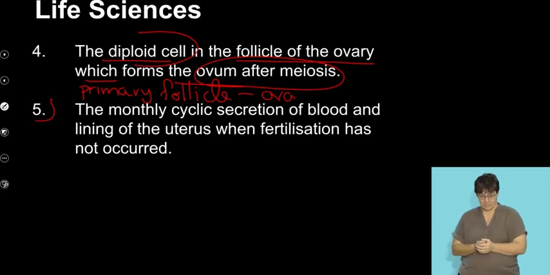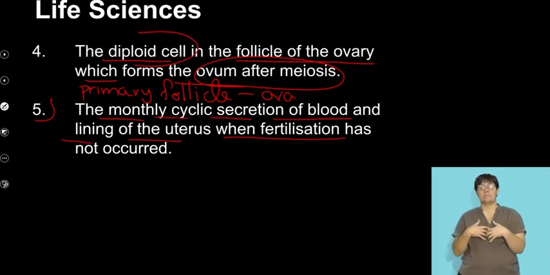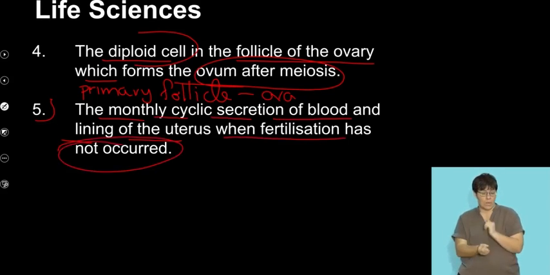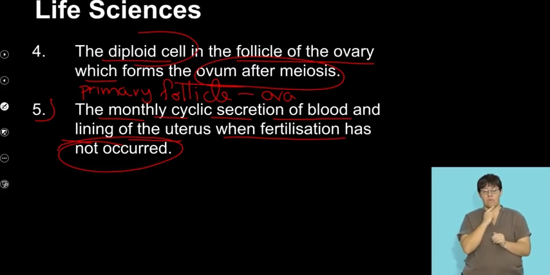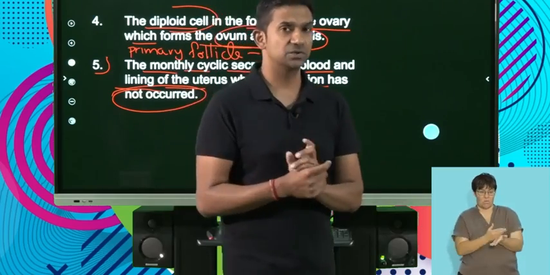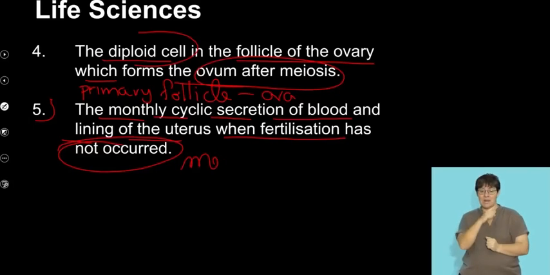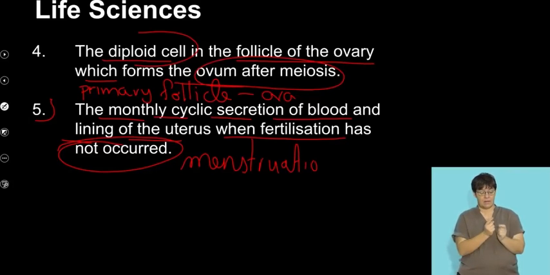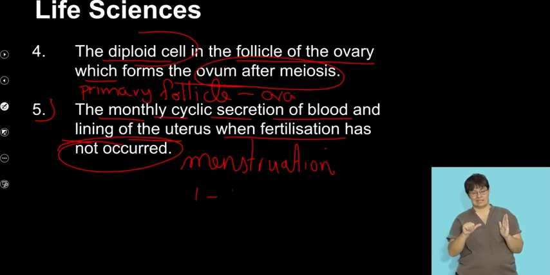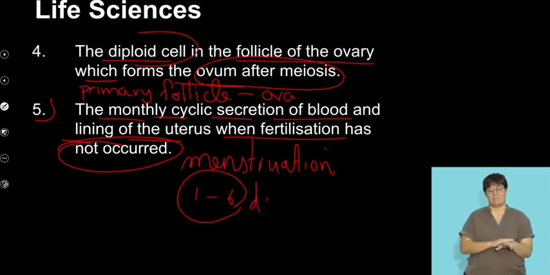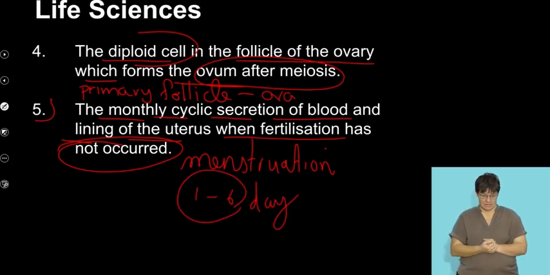Question number 5. The monthly cyclic secretion of blood and the lining of the uterus when fertilization has not occurred. So again, the cyclic events of the release of blood and endometrial tissue when fertilization has not occurred is referred to as the process of menstruation. And menstruation generally happens between days 1 to about day 6, or even 5, 6, or 7. So that's the average time that it takes for the process of menstruation to occur.